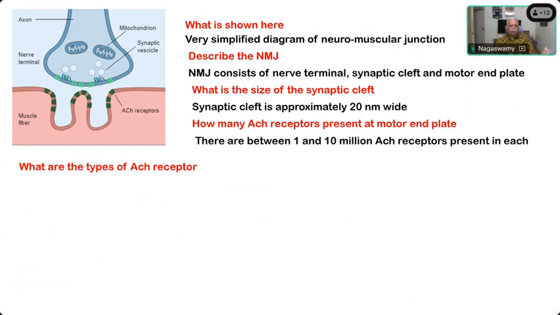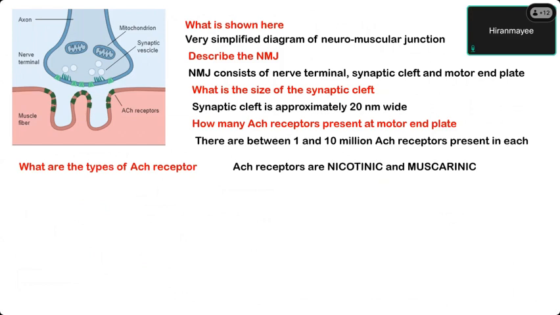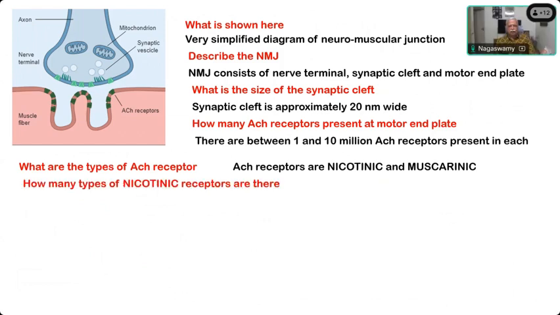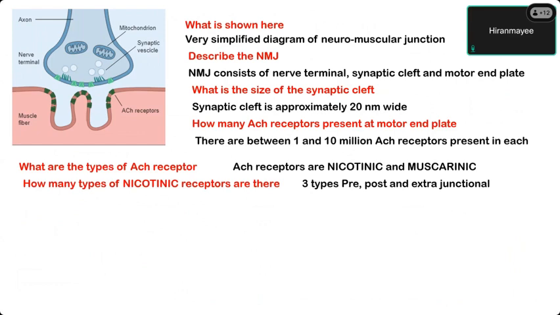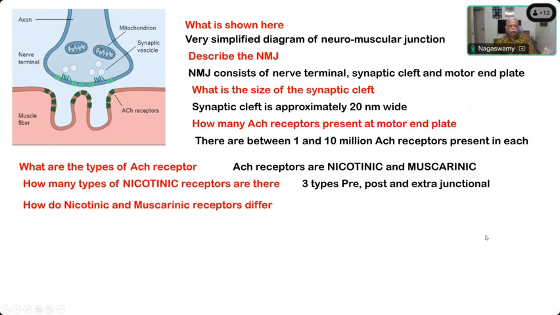What are the types of acetylcholine receptors? Nicotinic and muscarinic, sir. Excellent. Nicotinic and muscarinic. How many types of nicotinic receptors are there? Two types, neuronal and muscular. Neuronal, pre, post, and extra junctional. 3 types are there. Okay? You have an acetylcholine receptor in the nerve terminal also, which, when blocked, decreases the release. And there are post junctional and extra junctional acetylcholine receptors. How do nicotinic and muscarinic receptors differ?